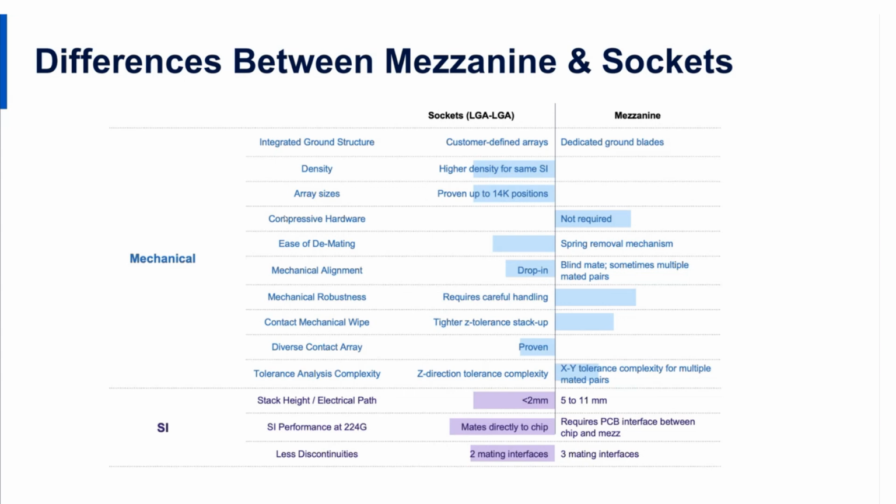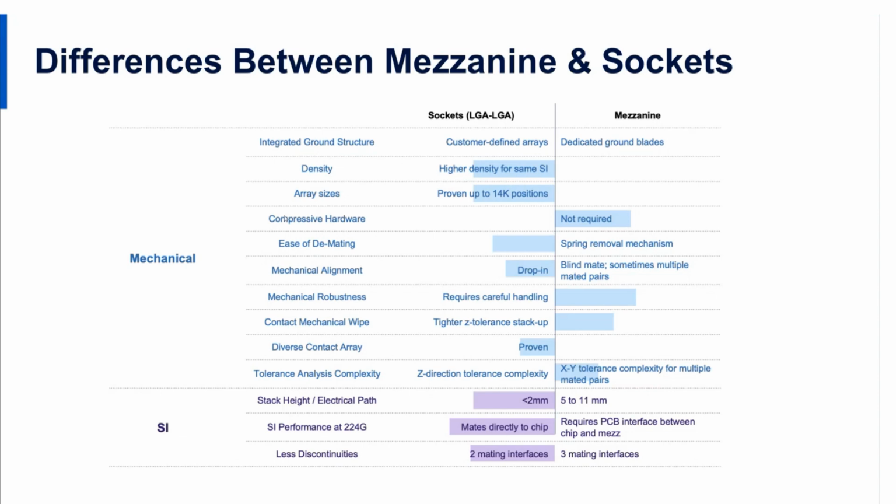Density. Higher density for SI, again, we don't really have a limitation on the density. On our side, like I said, we have the capability going down to 0.4 millimeter pitch, whereas sometimes mezzanines do have some limitations. Array sizes, as I mentioned before, we've proven that we can make arrays up to 14,000 positions. Compressive hardware, so because you're talking about these compressive contacts, dual compression or single compression, you do have to compress the contacts, whereas mezzanines don't necessarily need that just because they're more of a plug-in receptacle.